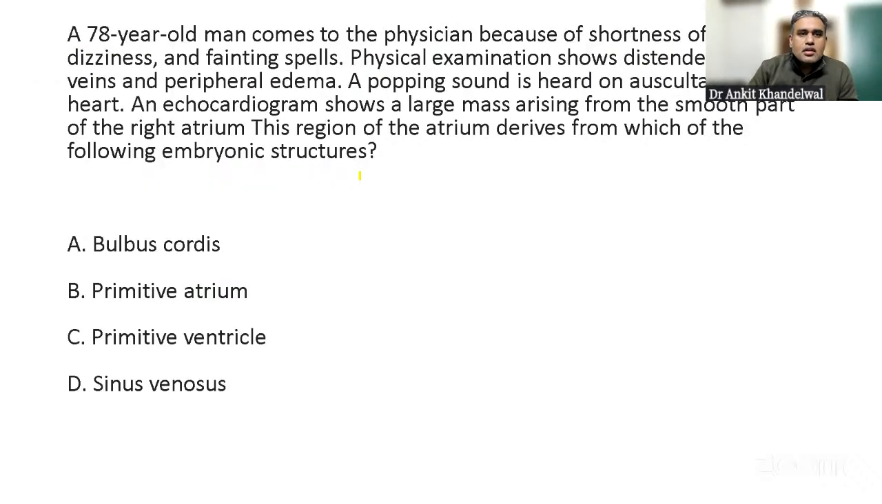One more. A 78-year-old comes to the physician because of shortness of breath, dizziness, and fainting spells. Physical examination shows distended neck veins and peripheral edema. Peripheral edema means swelling. A popping sound is heard on auscultation of the heart. Echo shows a large mass arising from the smooth part of the right atrium. This region of the atrium derives from which of the following?